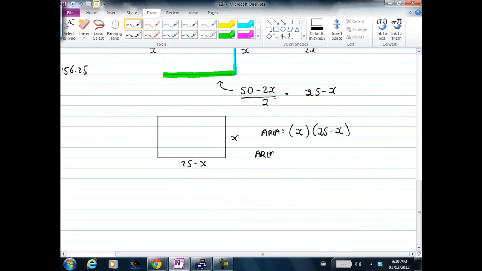Area equals 25x minus x squared. Let's rewrite this the proper way: minus x squared plus 25x. What you're going to do now is complete the square. Go for it. Complete the square at this, and it tells you what your maximum area is. What is your max area going to be if you complete the square? So take a minute right now and complete the square.